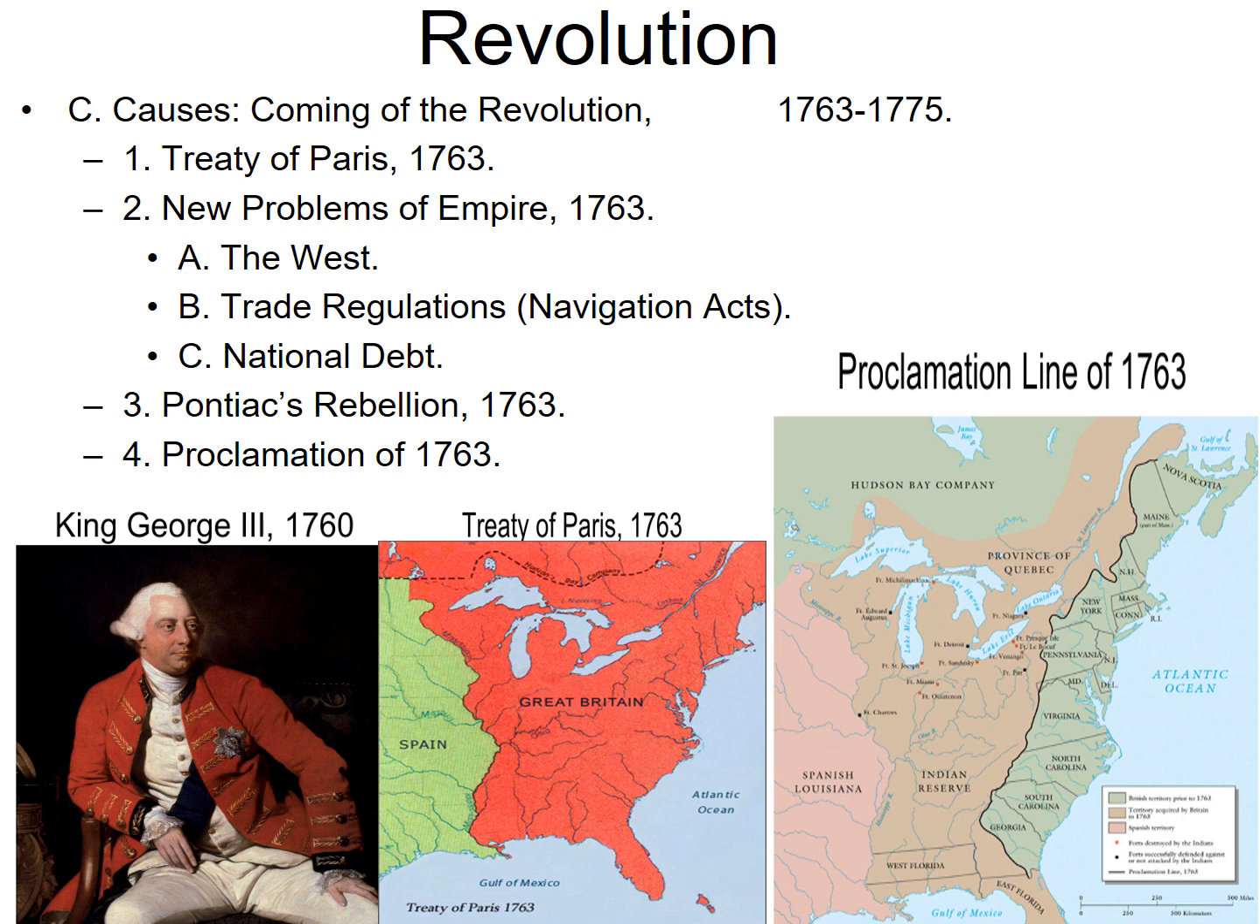Okay, well, points 3 and 4 here, Pontiac's Rebellion and the Proclamation of 1763, those go straight to the problems of the West. Let's deal with those for just a moment. But Pontiac was a Native American warrior. He lived in the Great Lakes region, and he was a chief of the Ottawa tribe.